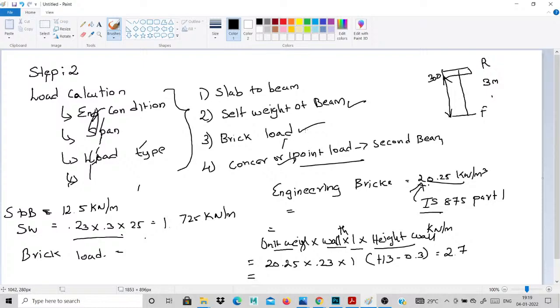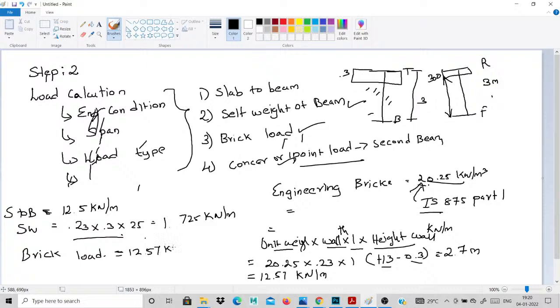Simple. The total height of the building is 3 meters. This is our bottom, this is our top, and this is our beam depth of 0.3. Only this part is brick area, and this is the no-brick area. So 3 minus 0.3 equals 2.7 meter height for my brick calculation. So 20.25 into 0.23 into 1 into 2.7. Totally my brick load is 12.57 kilonewton per meter.